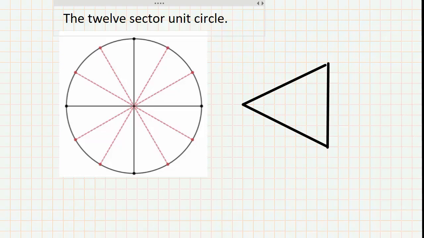Let's find the coordinates on the 12-sector unit circle. In other words, let's find the coordinates of these intermediate points here on the 12-sector unit circle. The 12-sector unit circle is broken up into equal sectors of measure 30 degrees. So there are 12 sectors of 30 degrees.